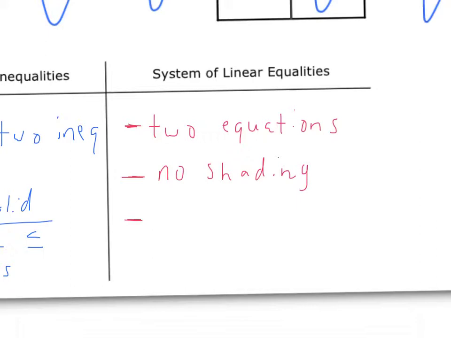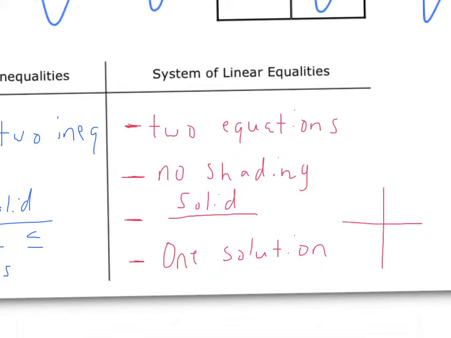Third, your lines can only be solid. There is no dashed line. So when you're doing systems of equations, you will always have solid lines every single time. And lastly, you have 1 solution, only where it intersects. So if you have a graph and you have 2 lines go through here, your solution is going to be right where they cross, so there's only 1.